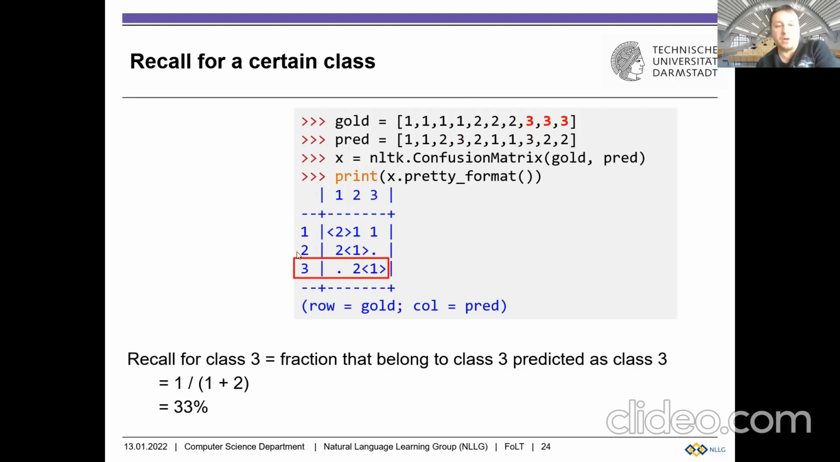If we look at the recall, we look at row number 3 for class number 3. We say that there are overall 3 cases of class 3. So these are those 3 cases of class 3. One of them is correct, so we have 1/3 as a recall.